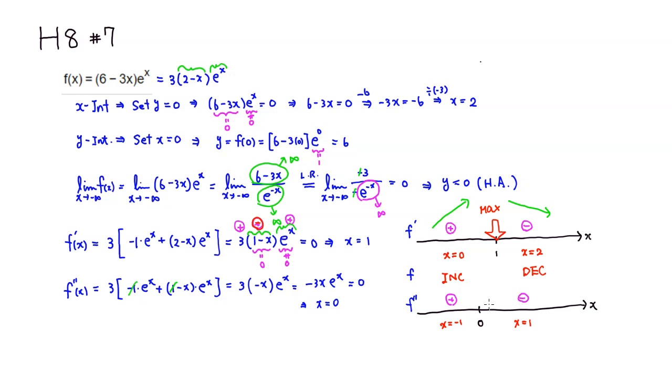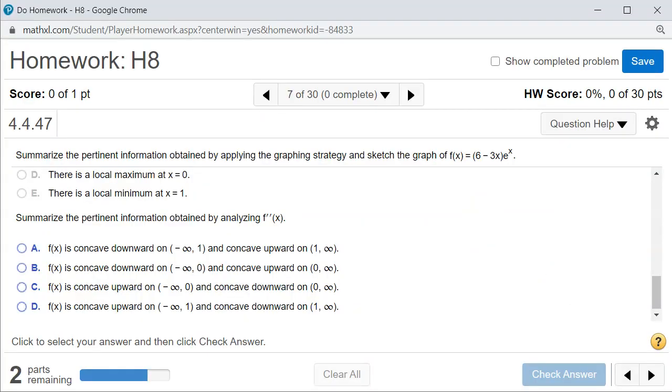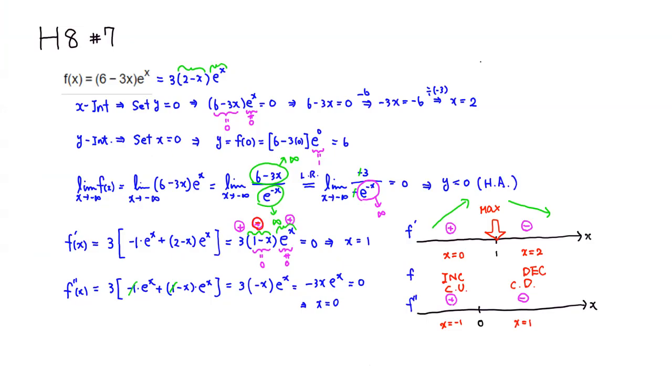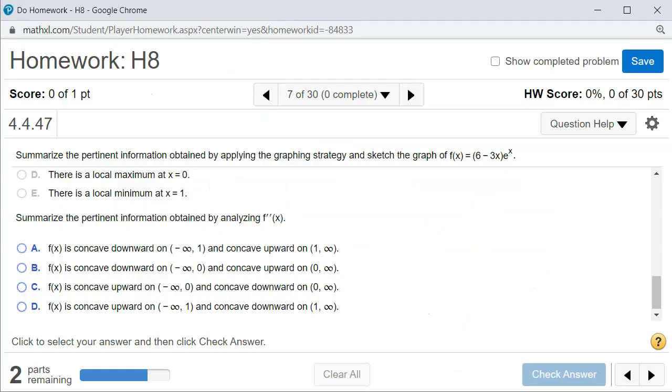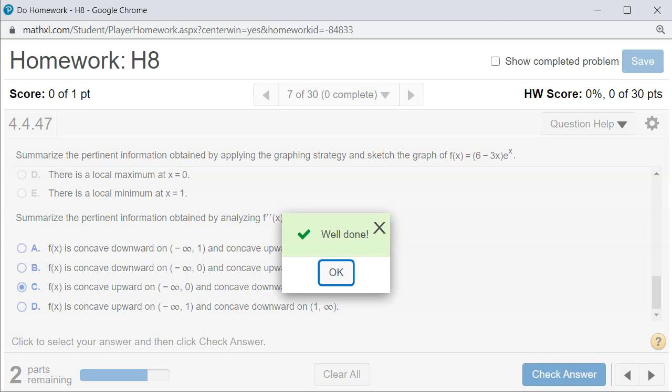So you can see that this tells you that the original function is going to be concave upward before 0 and concave downward after 0, right? So we have that. Let's see if we can answer the next question. I forgot which one is concave up into concave down. So you have concave upward before 0, concave downward after. So C is the right answer. All right, we got that.